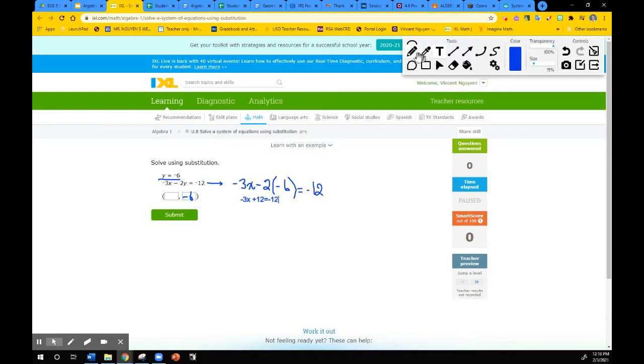So now, in order to solve for x, you've got to move this 12 away, right? You're going to move this 12 away by subtracting it. So you're going to be subtracting 12.